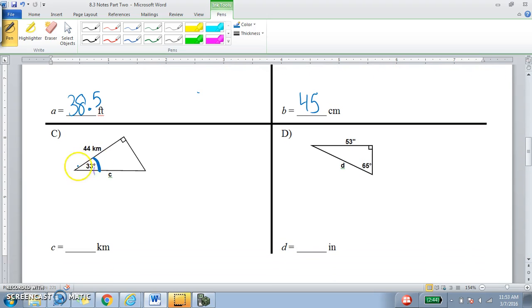Okay, next ones. Now this is my angle, 33 degrees. 44 is adjacent to that angle, and C is the hypotenuse. So now when we set this up, adjacent and hypotenuse means cosine.